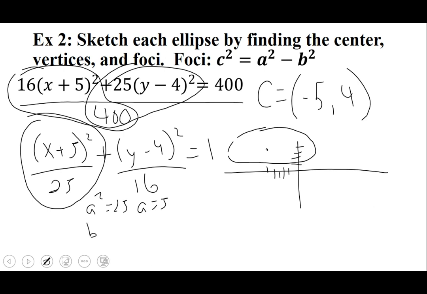That means that b squared is equal to 16. So that means that b is equal to 4. So from here, I know that the center is negative 5, 4.